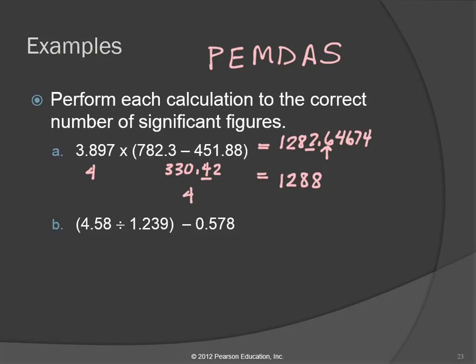Let's do another one. So on this one, we're going to do the division in parentheses first. 4.58 divided by 1.239. I'm going to press equals. Now, if you want to, you could write this down so you don't have to come back and look at it again later. The result of that is 3.696529459.